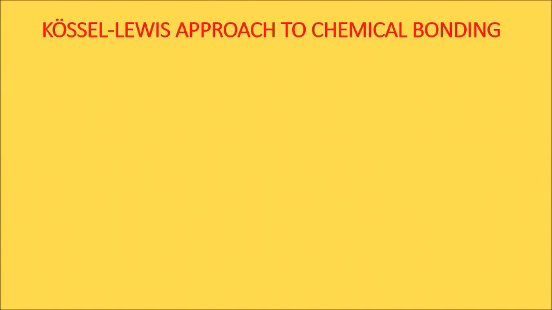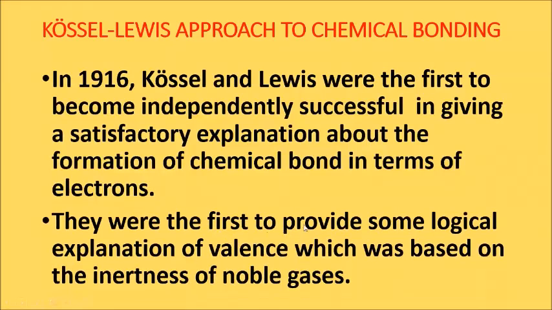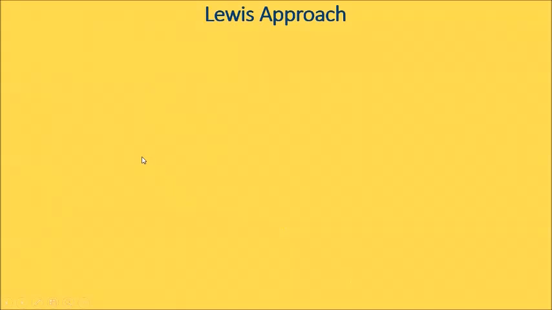Now let's see the first approach, the Kossel-Lewis approach to chemical bonding. In 1916, Kossel and Lewis were the first to become independently successful in giving a satisfactory explanation of the formation of a bond in terms of electrons. They were the first to provide a logical explanation of valence, which was based on the inertness of the noble gases.